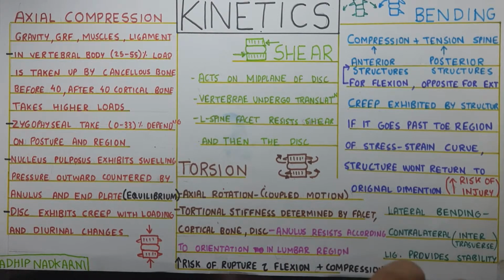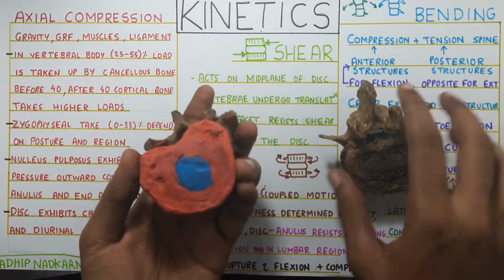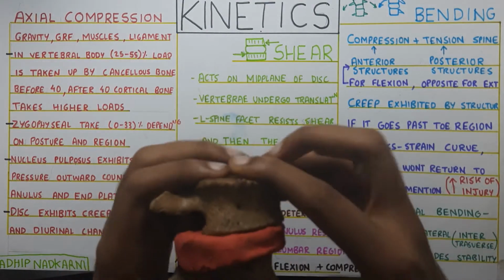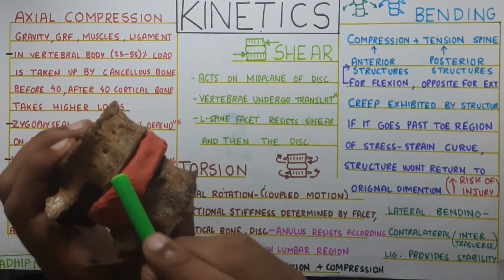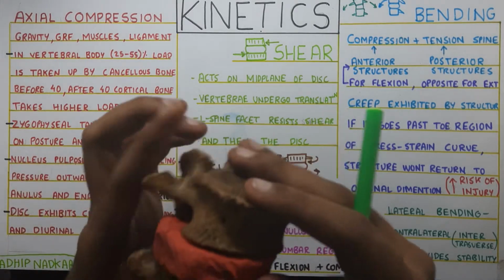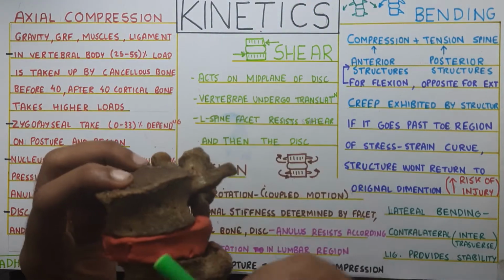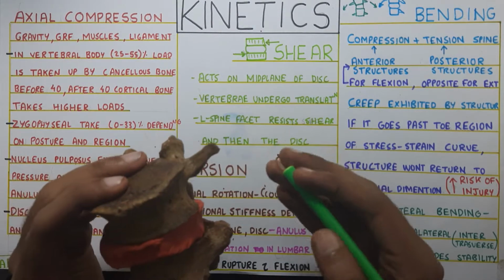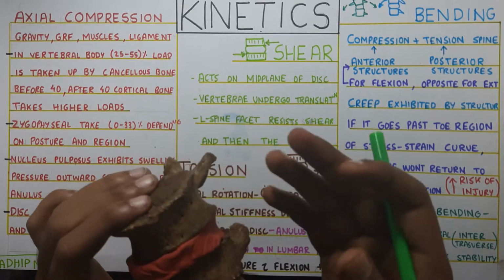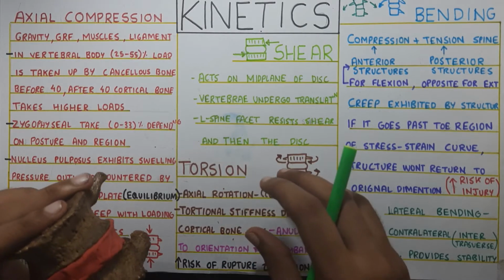Now the disc over here plays a pretty important role. There is the annulus in the disc which resists the movement. Say the annulus fibers are oriented in this direction. I hope you can see the orientation. It will prevent the movement in the opposite direction. And if it's oriented the other way, it will prevent the movement in the other direction. So this is how the orientation of the annulus, clockwise or anti-clockwise, can prevent the torsional forces in the vertebra or the spine.